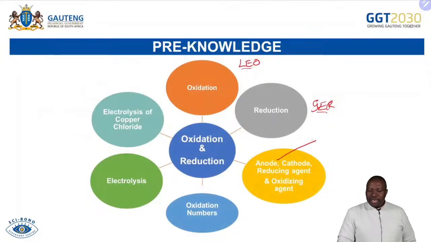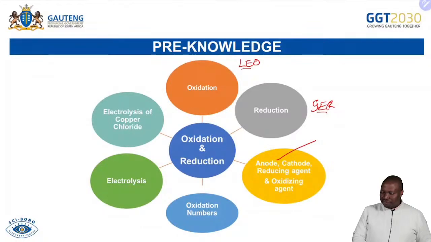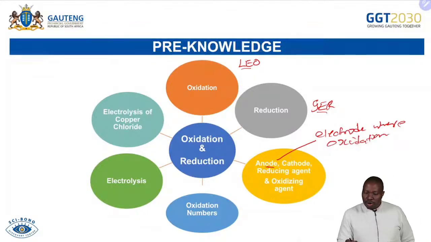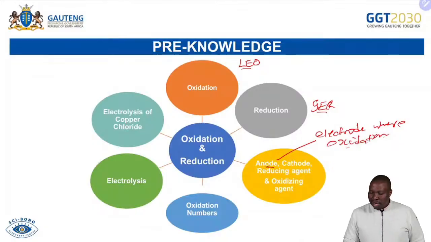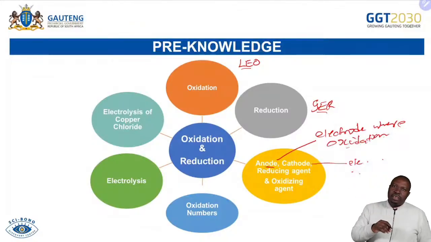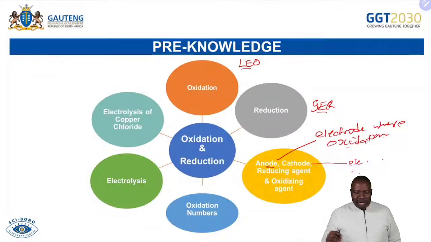Now, the anode, we said, is the electrode. Remember I was telling you about the suffix there. The anode is the electrode where oxidation takes place. And then the cathode is the electrode where reduction takes place. I didn't say the cathode undergoes reduction, but I said where the cathode is, that's where reduction will take place. And remember, reduction is gaining of electrons.